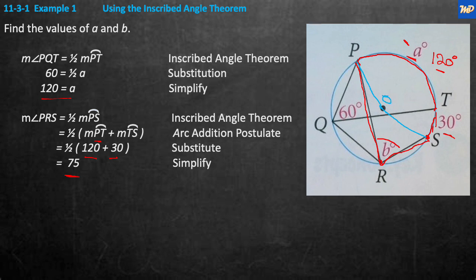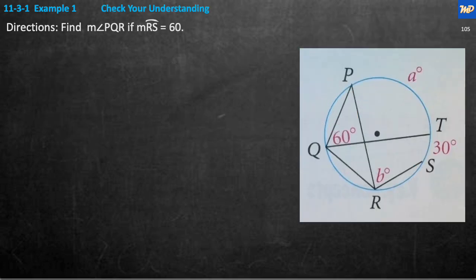POS, right there, POS. I draw that a little straighter, make an angle out of it. So this is 75, this is 150. Okay, but that's this angle here. Okay, example 1, check your understanding.